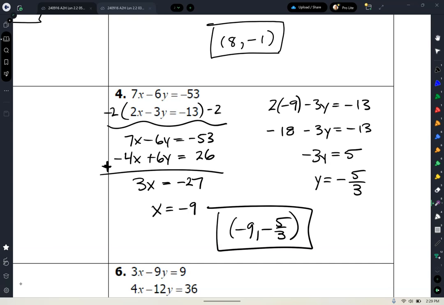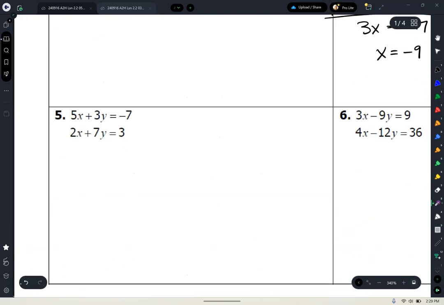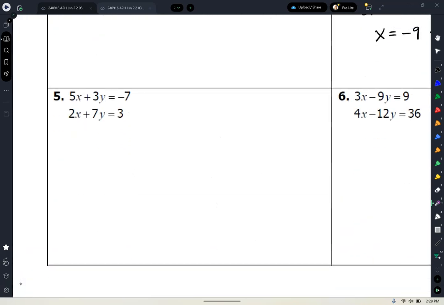Okay, any other questions on this one? All right, then let's take a look at 5. Okay, and it's just a progressive check through, right? It's like, do I have opposite coefficients right away?